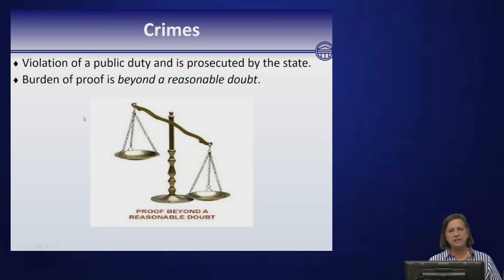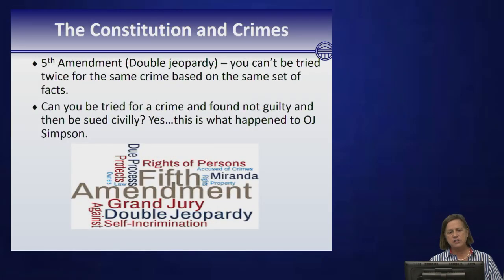Crimes. A crime is a violation of a public duty. It's prosecuted by the state. You have to know the burden of proof for a crime is beyond a reasonable doubt. The Constitution and crimes. The Fifth Amendment double jeopardy says you can't be tried twice for the same crime based on the same set of facts.